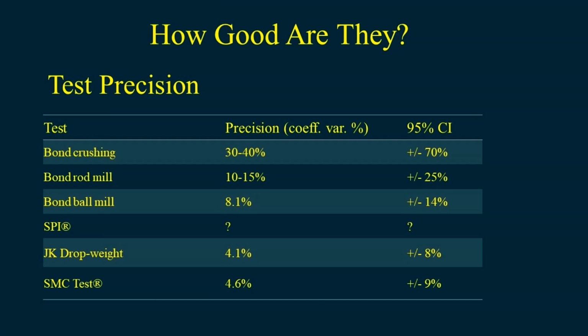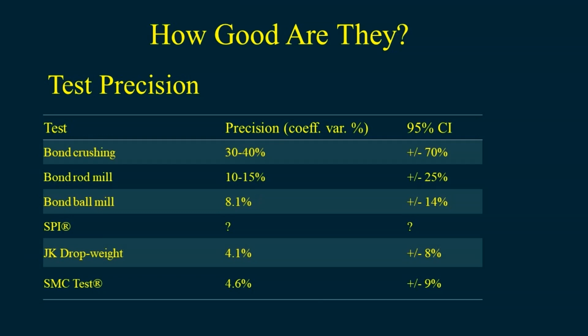Bond, much better, the Bond ball mill work index test. Matt's going to talk about some of these results because we've been studying, or JK Tech has been studying them. You can see here the coefficient of variation is about 8%, so the confidence interval there is plus or minus 14.